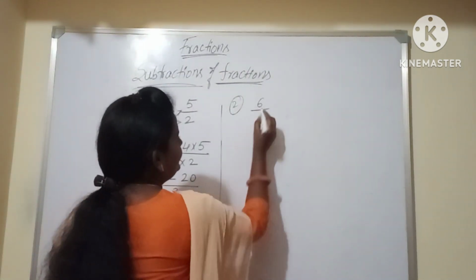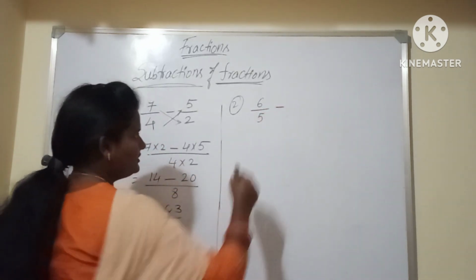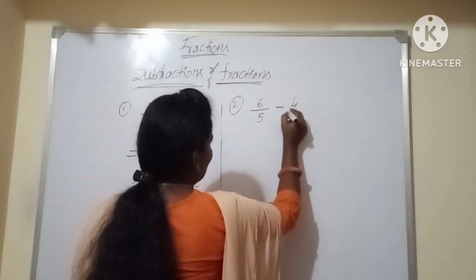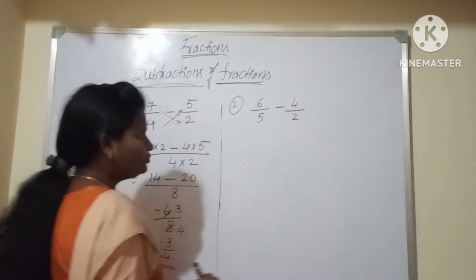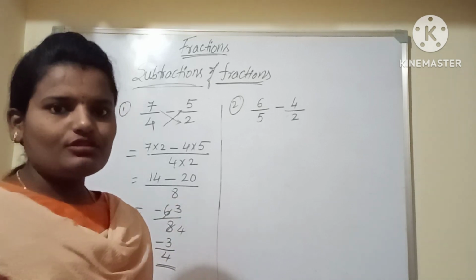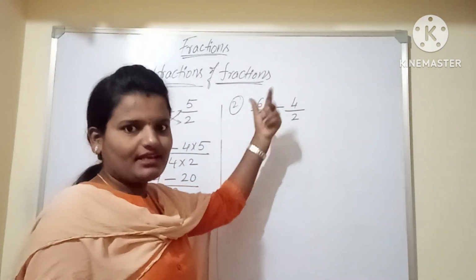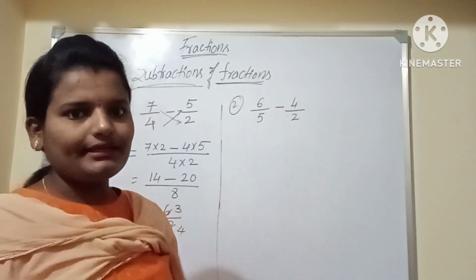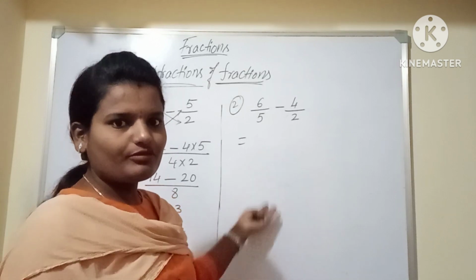6 by 5 minus 4 by 2. Okay. So here also we can simplify. Both will go with the same table only. We can simplify, or else we can do the direct subtraction also. We can follow our procedure also.